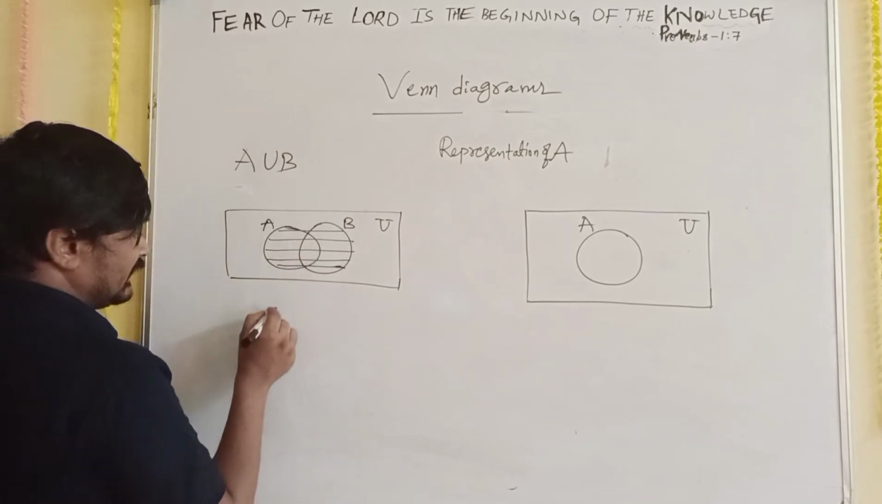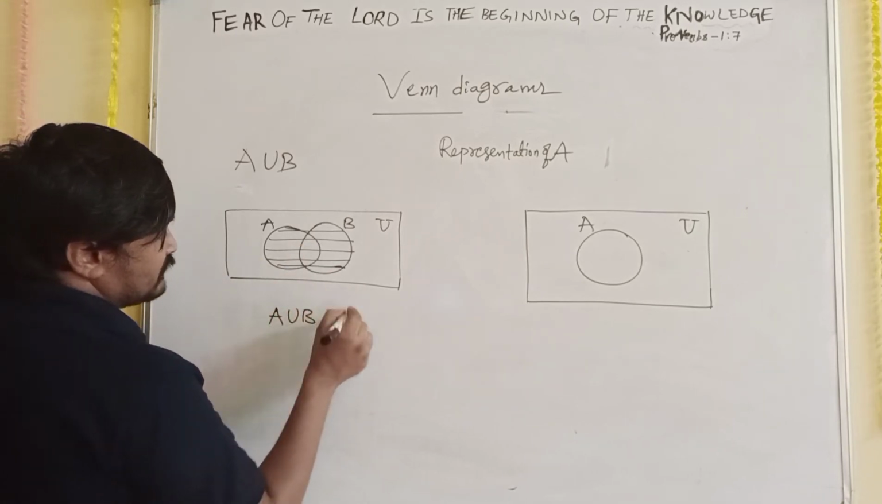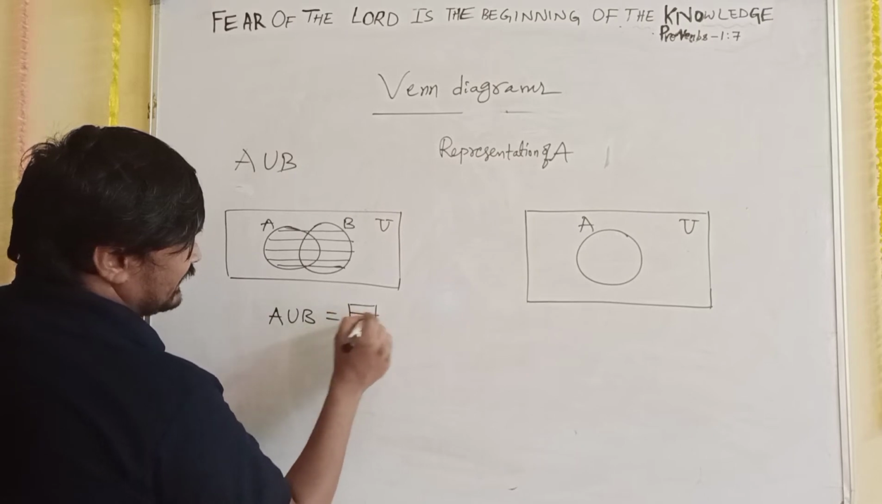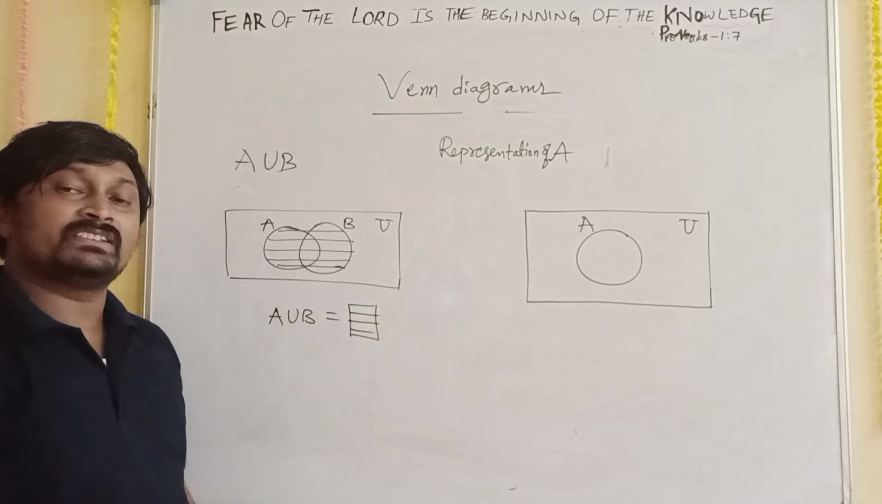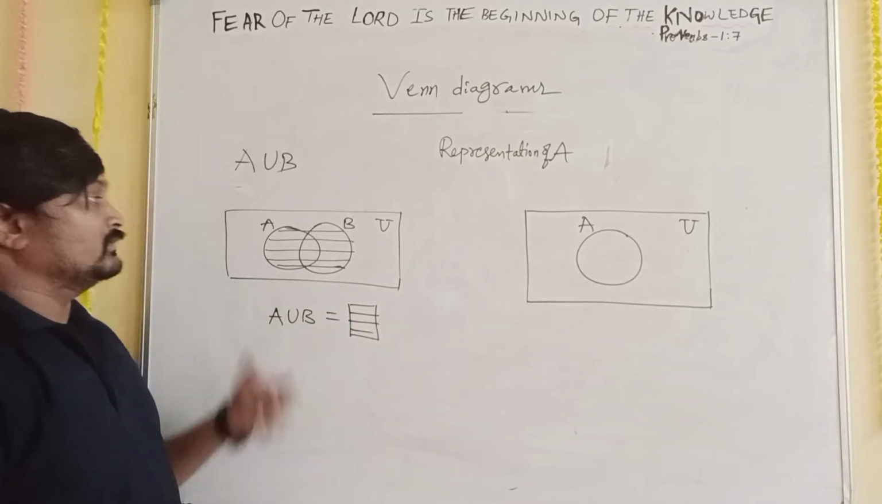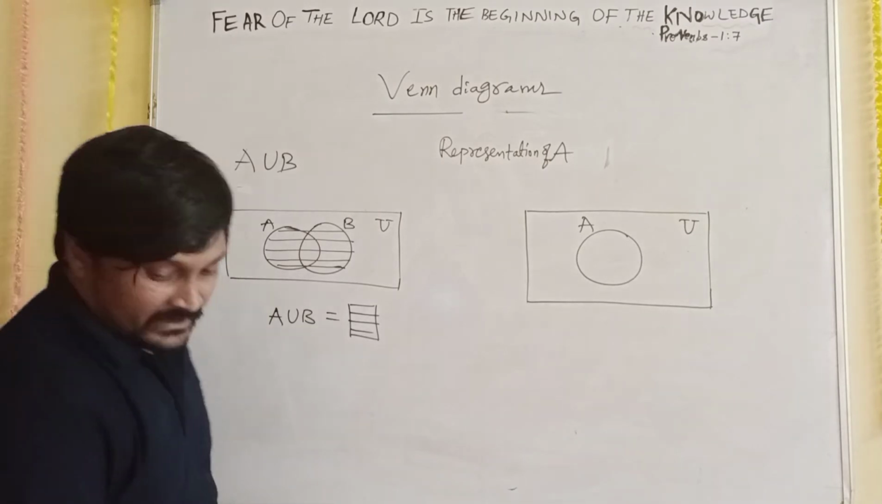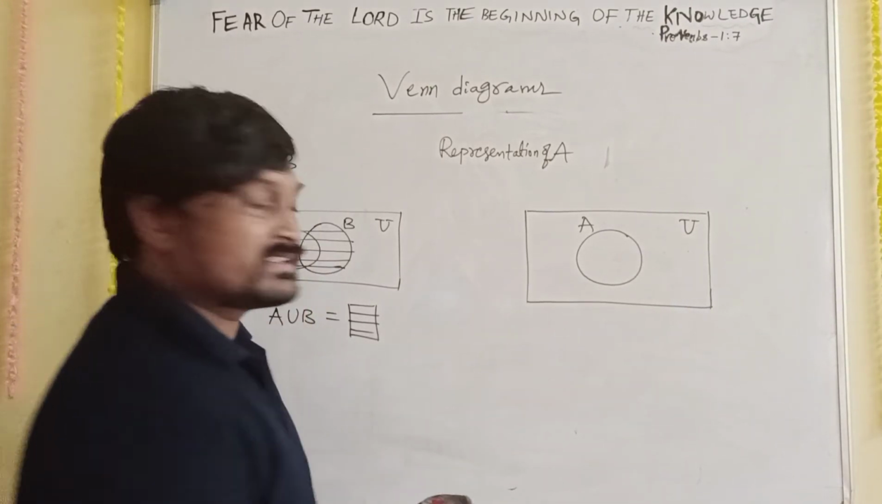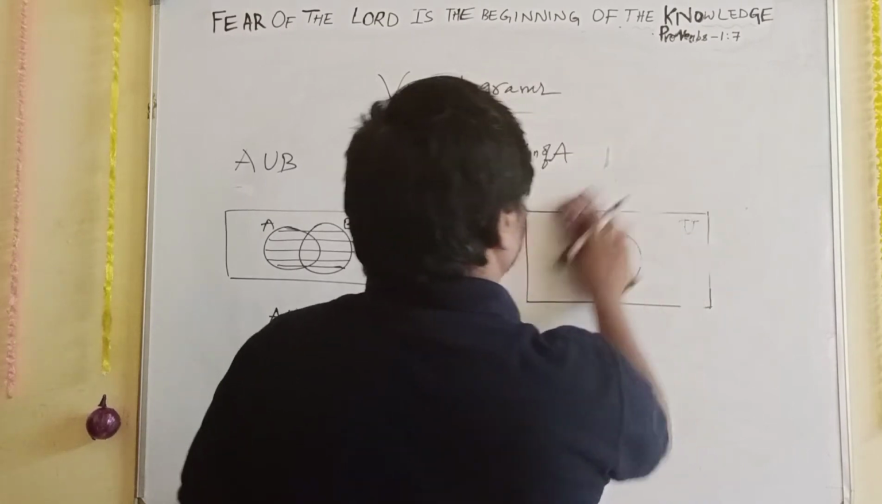So now we can write A union B is equal to wherever these lines are; that is called A union B. Now I want A intersection B. How to represent A intersection B now? Check now.